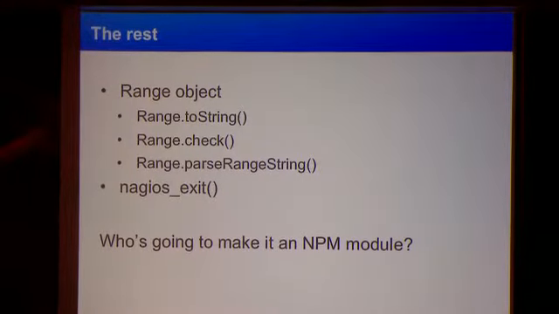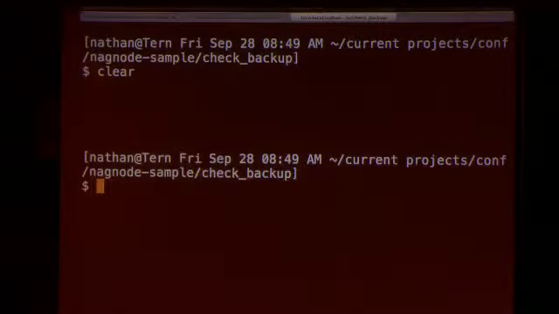The rest is some objects I wrote to emulate the Nagios plugin module for parsing the range string, checking it, and checking the value against it. Did anybody here write JavaScript? Anyway, we need to publish this as a module, and then other people will use it. Oh, so let's look at that in action.